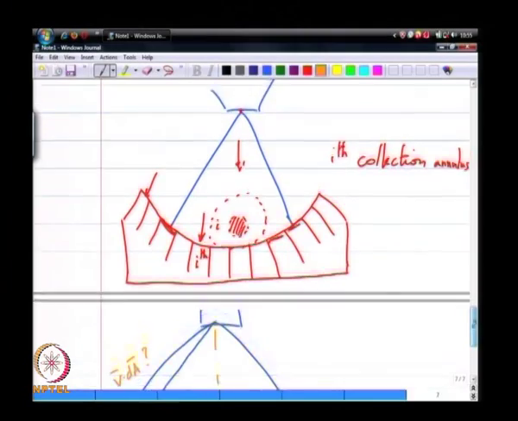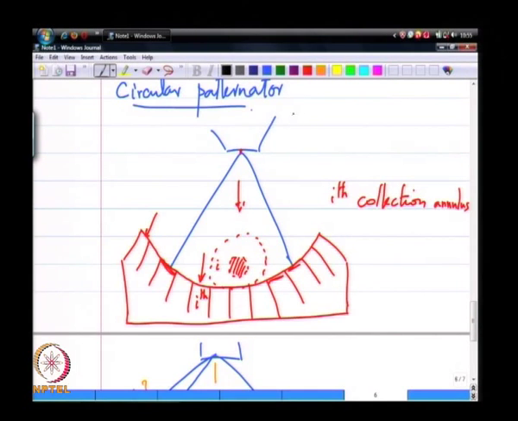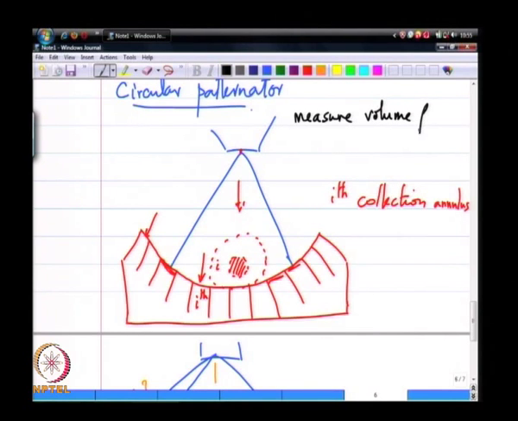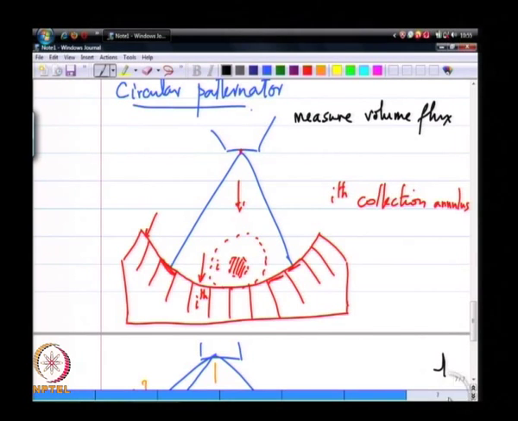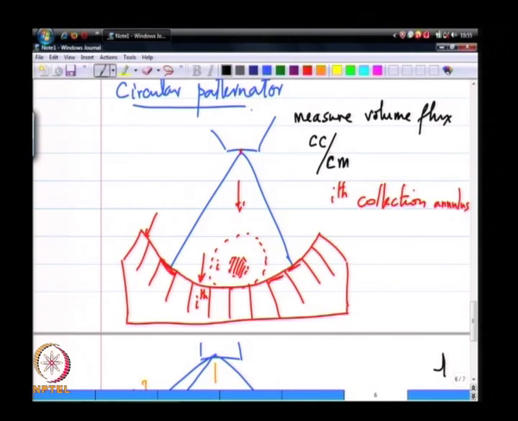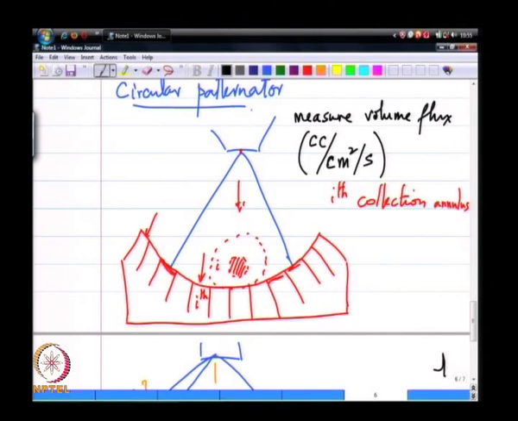Okay. So, before I go much further, what do these patternators measure? They measure volume flux. Let us make sure we get the units right on this. Say I run one of these for a minute, and in that minute I collect so many cc of fuel or liquid. If I divide this by the area and then by the time I have taken to collect the liquid, this forms the units of measurement.